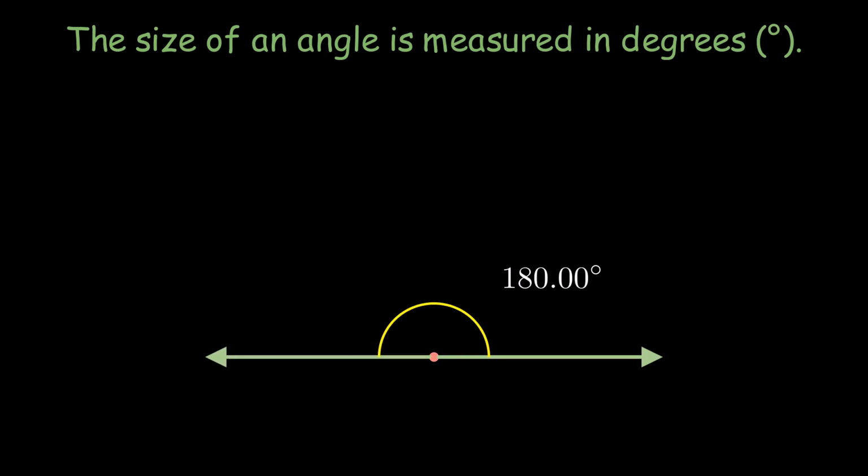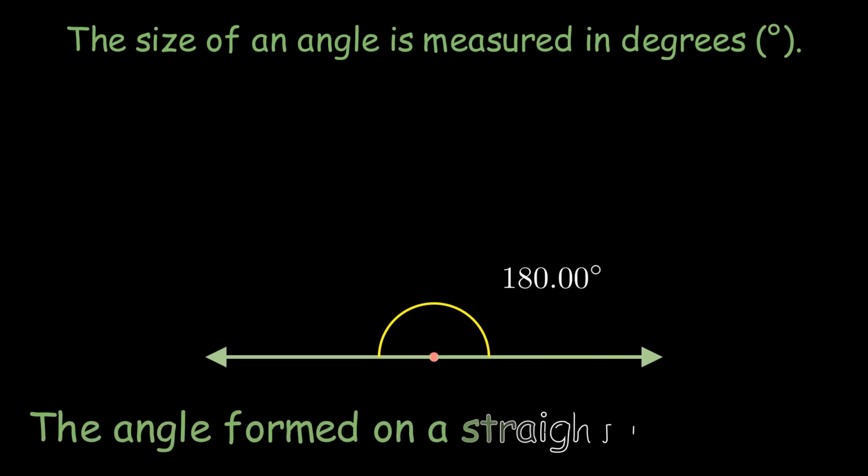This brings us to the question I asked at the ending of the previous video. When two rays with the same endpoint extend infinitely in opposite directions, they form what we already know as a line. Therefore, we have that the angle on a straight line is 180 degrees.